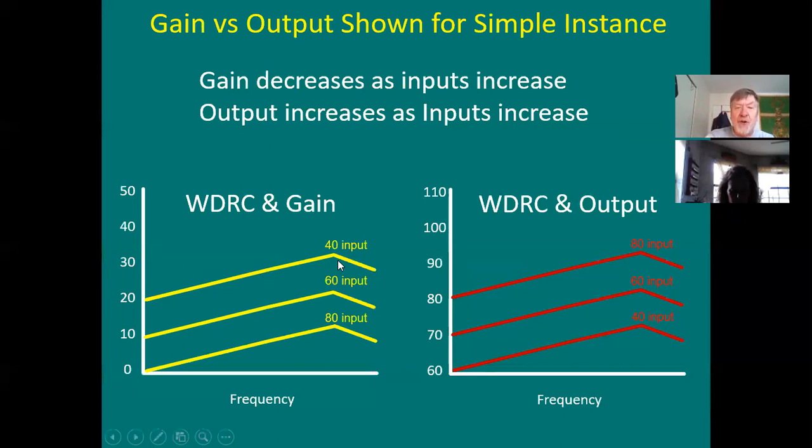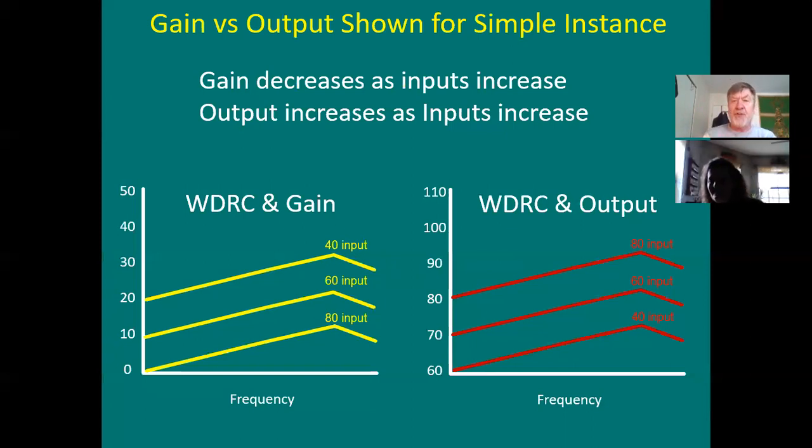And notice how 40 inputs are getting the most gain. And note how 80 inputs are getting the least gain. Now, take your attention from the yellow and move to the red. When you do so, you're moving from gain to output. So now let's look at output. Same hearing aid, exactly the same hearing aid. Instead of talking German, we're talking Polish. It's just a different language.